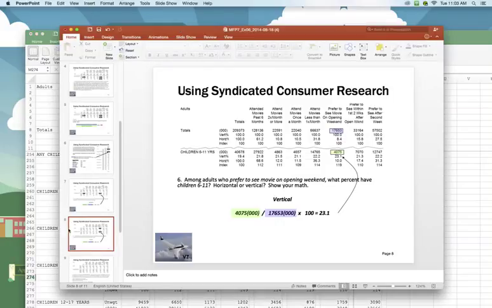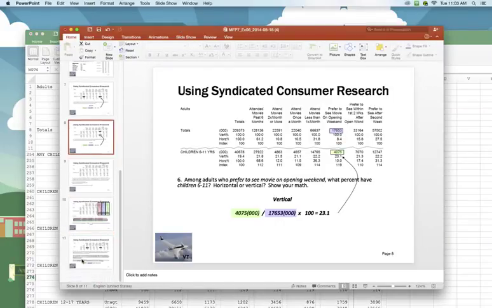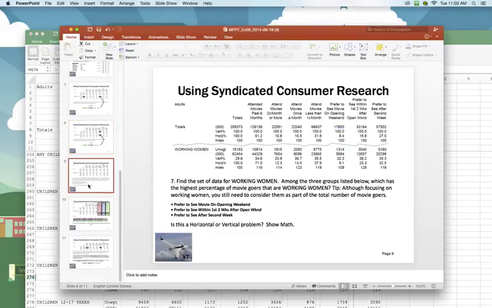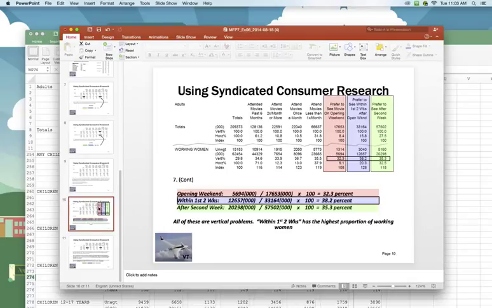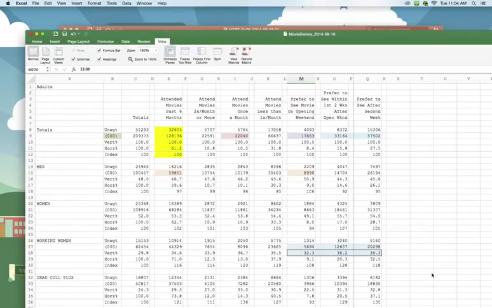Next one is just a hair more complicated. It's not too bad. They're asking for the set of working women among the three groups listed below, which has the highest percentage of a movie that are working women. You want to look at part of TV goers. So the math is a little complicated here, but again, make this a little simple here.